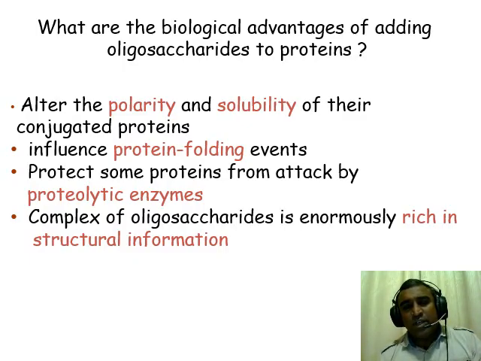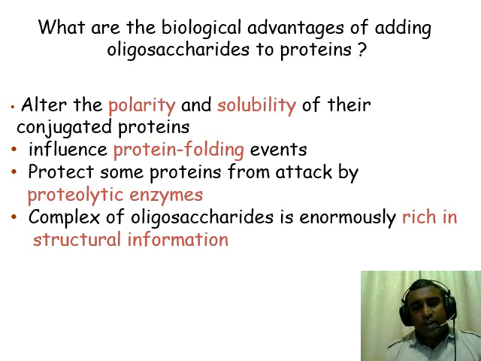The protein is conjugated to the carbohydrate. The first one is, if the protein is made up of hydrophobic amino acids, by adding carbohydrate, it is actually better in terms of solubility to water, because carbohydrates contain a lot of OH groups. Therefore, the whole protein becomes polar, soluble in water.